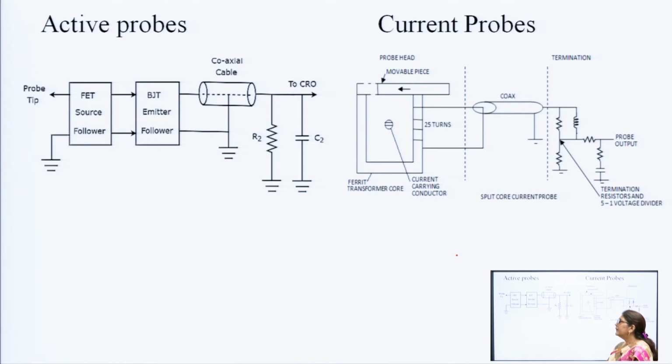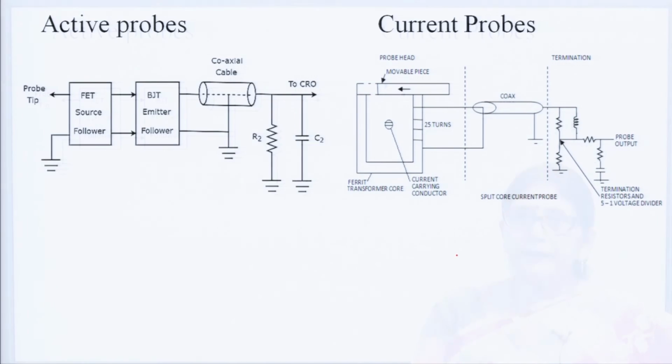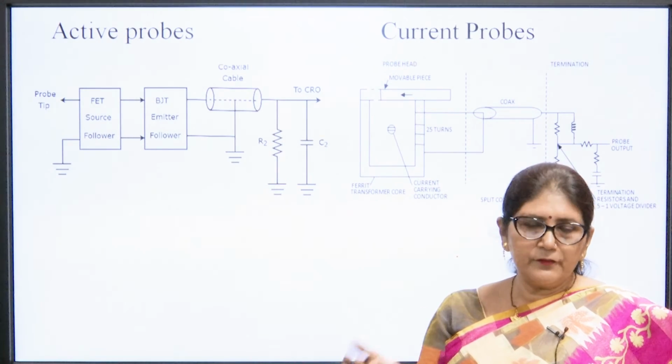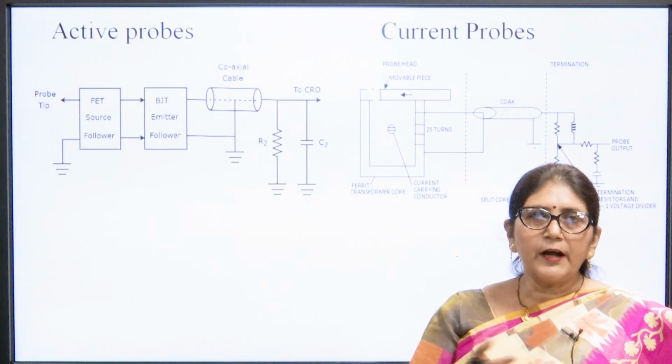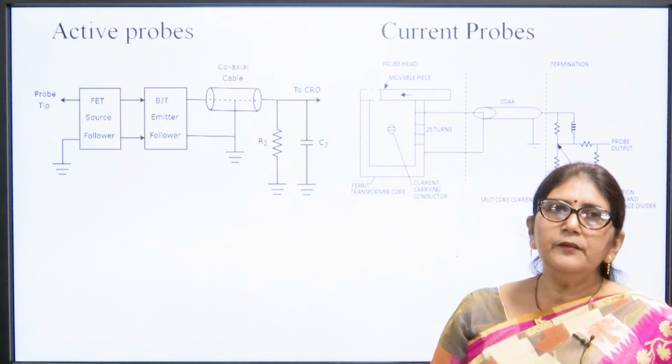Now, active probe. When we measure high voltage or high frequency, at high frequency the capacitance of these passive probes works like a short circuit, it will short circuit the resistances R1 R2, because at high frequency the reactance of the capacitance will be 0 or very small. So, for measuring high voltage or high frequency signals, we need an active probe.